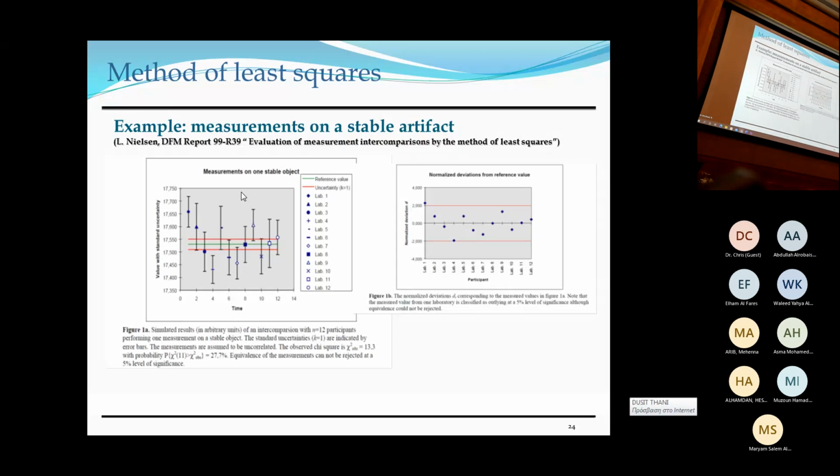So in other words, the measurements of the participants have to be such that their difference from the reference value has to be within those two red lines. If it's not within those two red lines, then it should be excluded from the formation of the reference value.